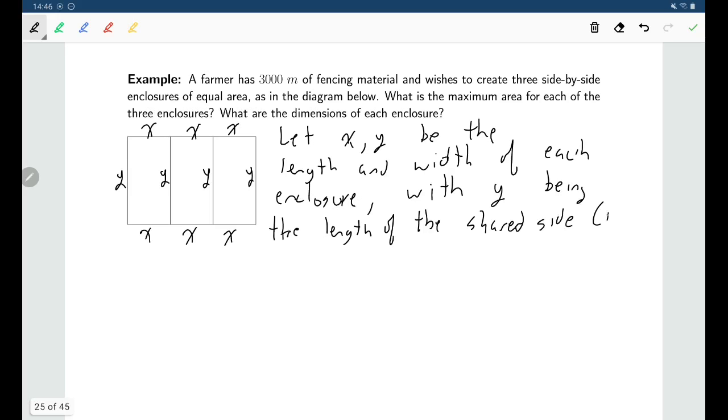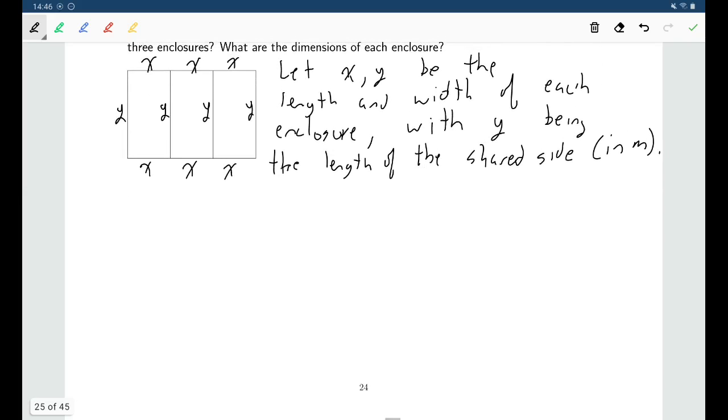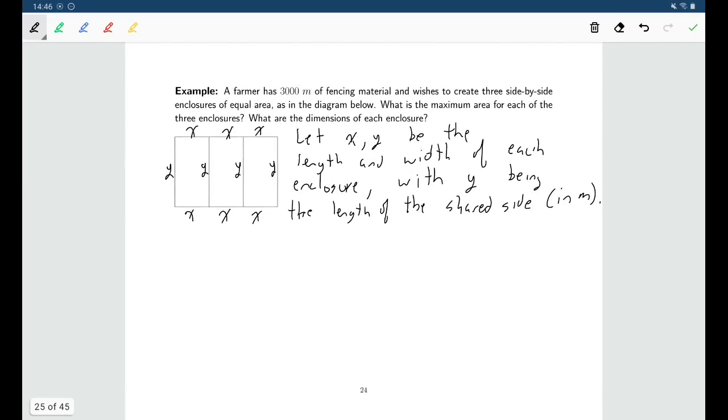And we should also indicate our units here. Our side lengths are being measured in meters, so there we go. So x and y, that's the length and width of each enclosure, with y being the length of the shared side. And so what we're interested in here is maximizing the area of each of our 3 enclosures. And for each enclosure, it's a rectangle, and the area of a rectangle is length times width, x times y.